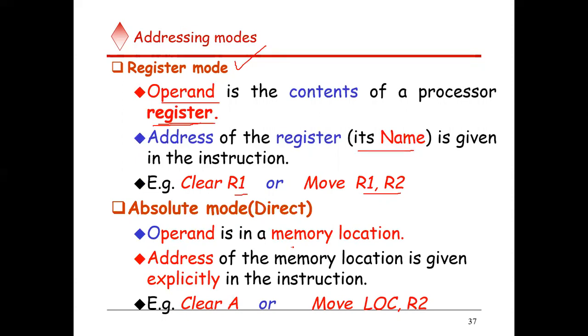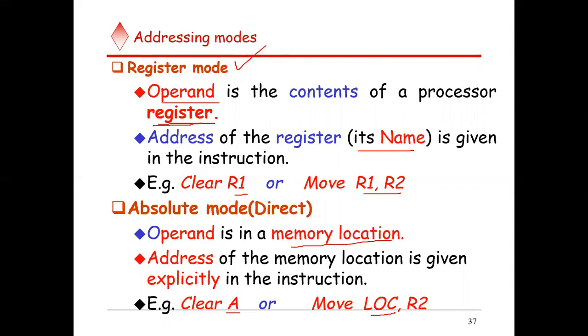So the operand will be present in a memory location, and that memory location is explicitly specified in the instruction. A is just a memory location, like 2000 or 3000, some memory location. In that memory location, we are doing a certain operation through the instruction clear A. That means A is a memory location that is assigned a 0. Similarly, the content of location is transferred to R2. Location is a memory location that we are trying to access. This is an example of the operand being specified through a memory location address, and that is the absolute or direct addressing mode.